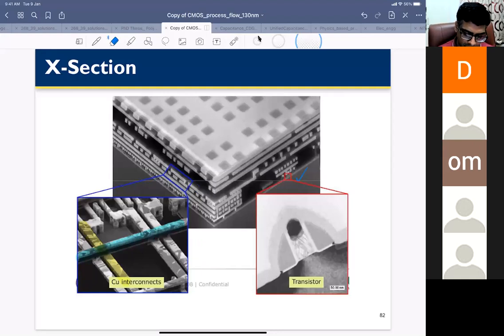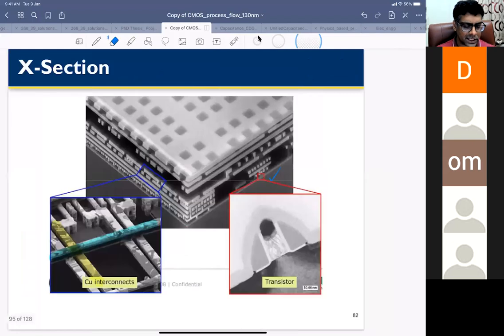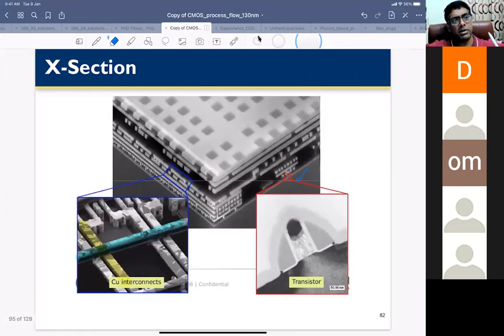Okay, so this is the cross section, where I have metal 1, via 1, metal 2, via 2, metal 3. But at the end, this is called the terminal metal, the last metal. And the last metal is always exposed to the environment. When you look at a packaged IC, your last metal is always exposed to the environment.